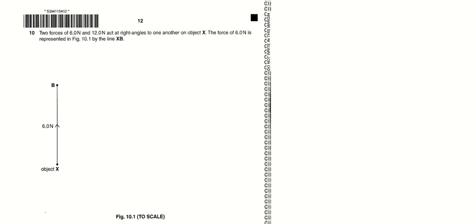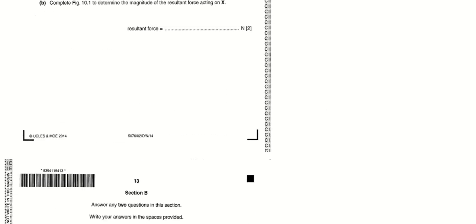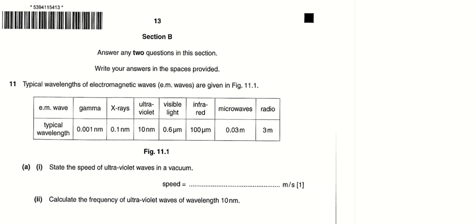Okay, question 10 is a drawing vector diagram. It's no longer in the syllabus. Okay, then now we go to section B and we see that it is on electromagnetic waves. So for section B, they actually give us wavelengths. So these are all wavelengths of EM waves given.